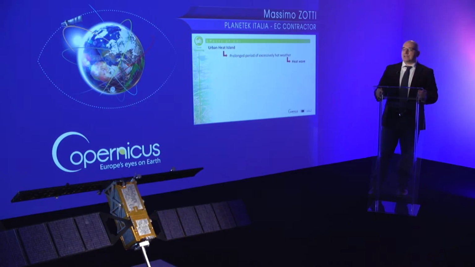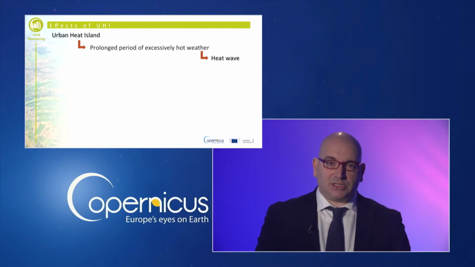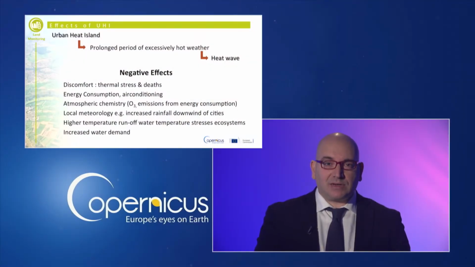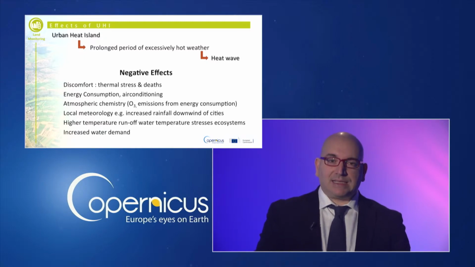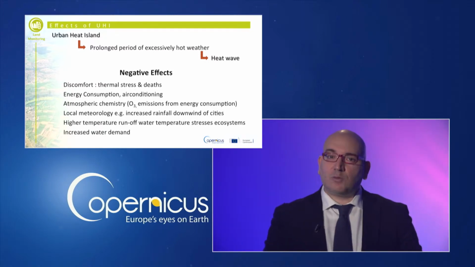The urban heat island effect, under certain weather conditions, can cause prolonged periods of excessively hot conditions, a so-called heat wave. Urban heat island is responsible for various negative effects on cities, and these effects become even stronger and more dangerous during heat waves. Such effects include discomfort for citizens due to thermal stress, which can lead to death among the weakest part of the population. It also causes an increase of energy consumption, especially for air conditioning, which in turn influences the atmospheric chemistry, increasing, for example, the ozone level.